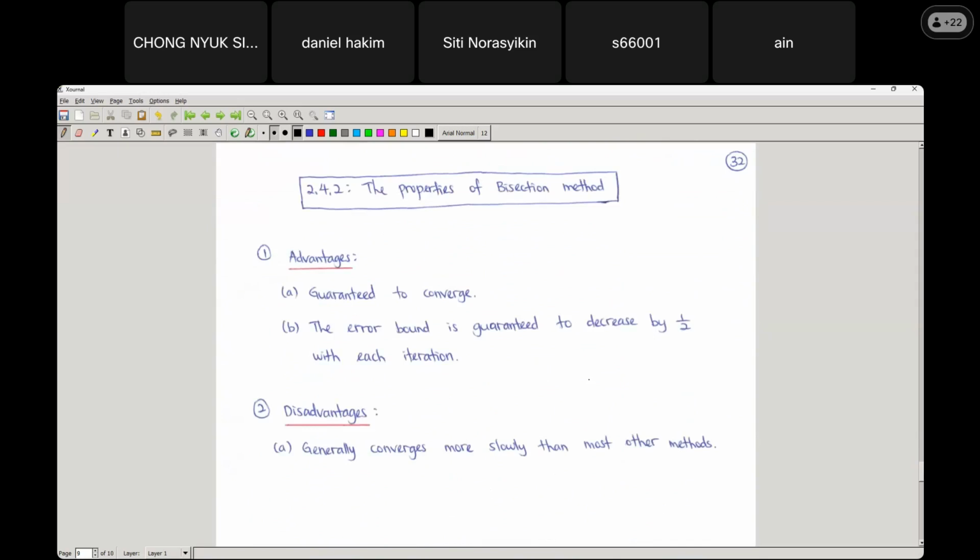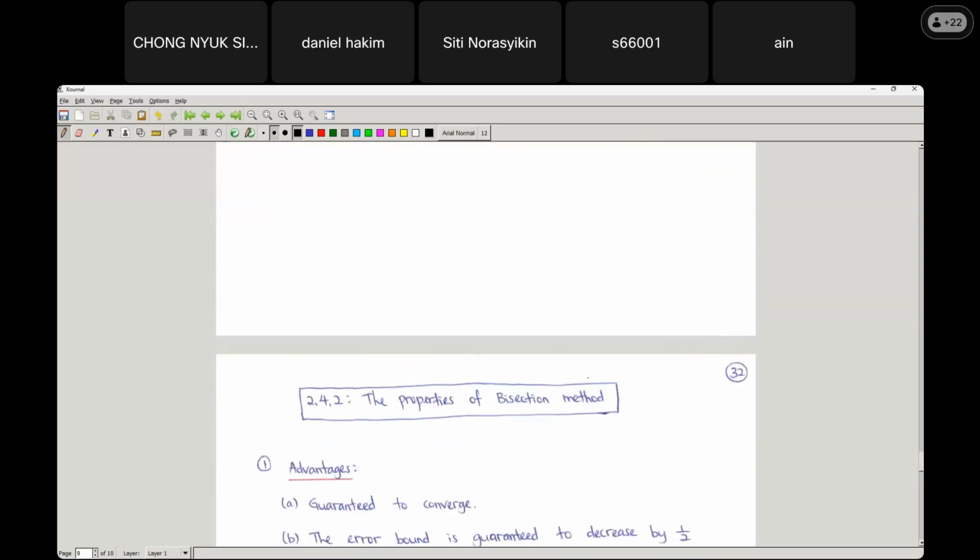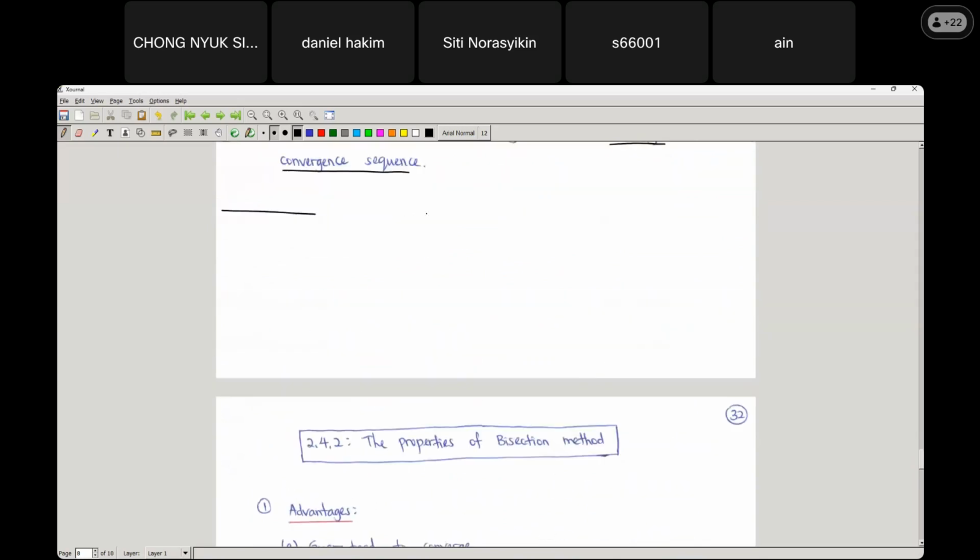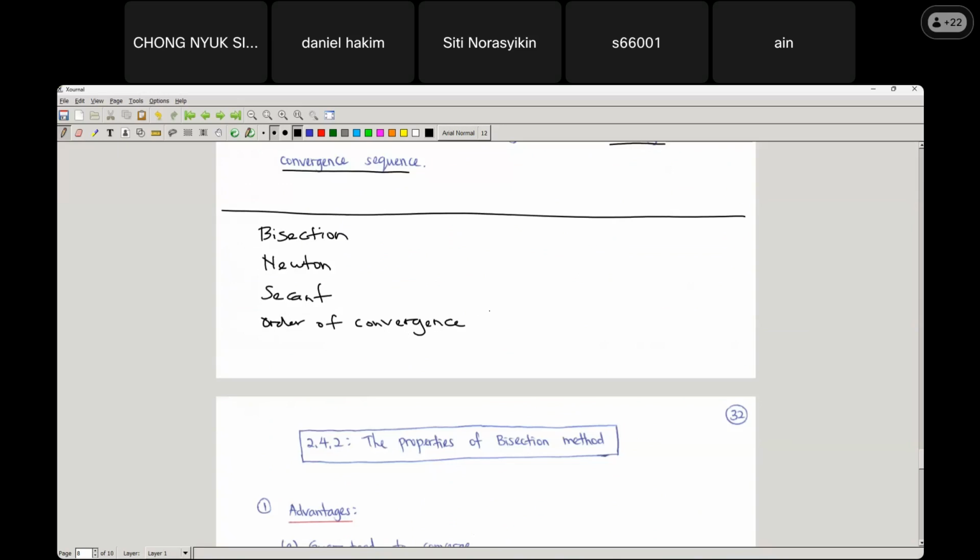That is the properties of the bisection method. Now remember what we have learned so far. Let me write here. So far, you have learned in this chapter the bisection method, and you learned about Newton, and you learned about secant. And then next you learned about the order of convergence.